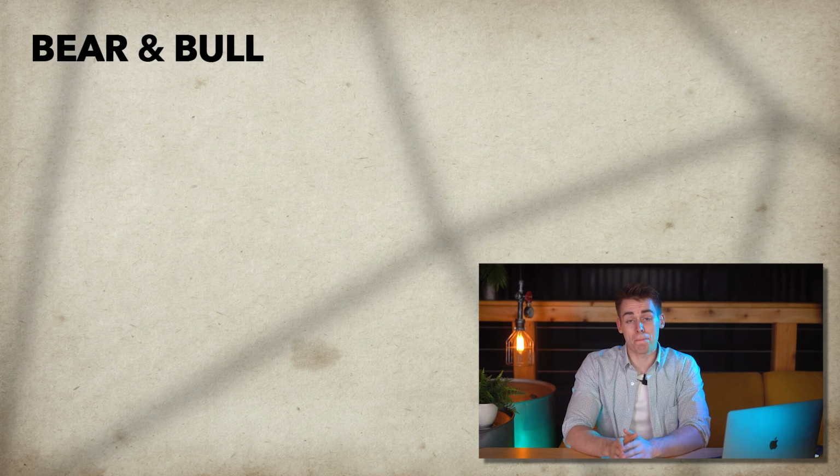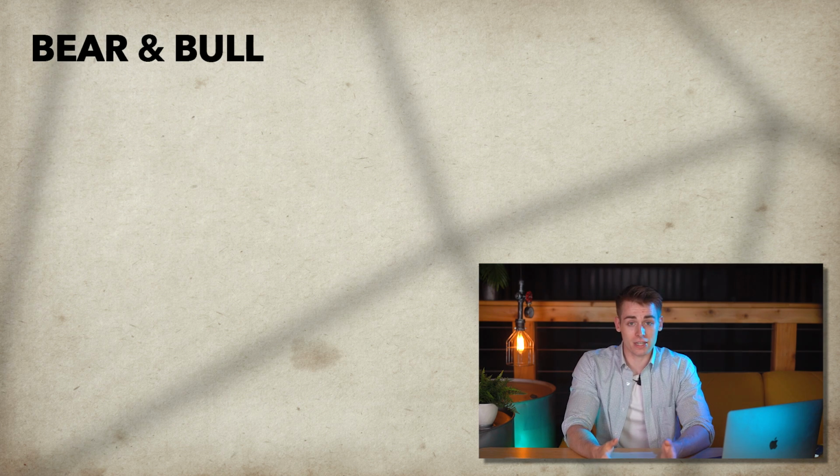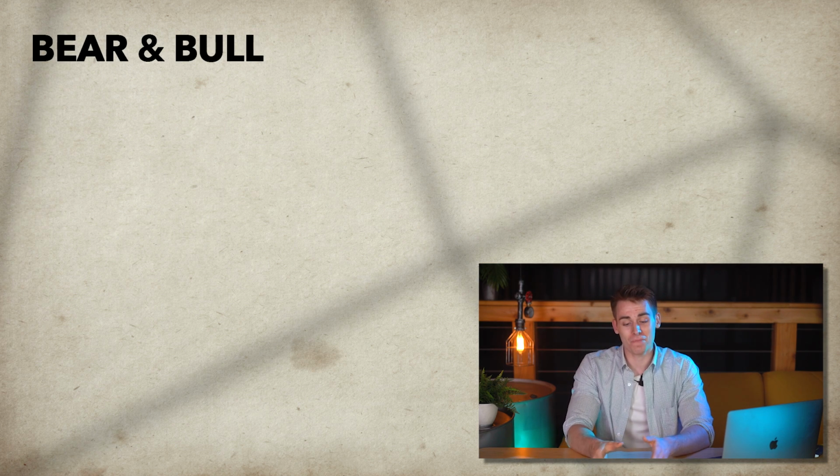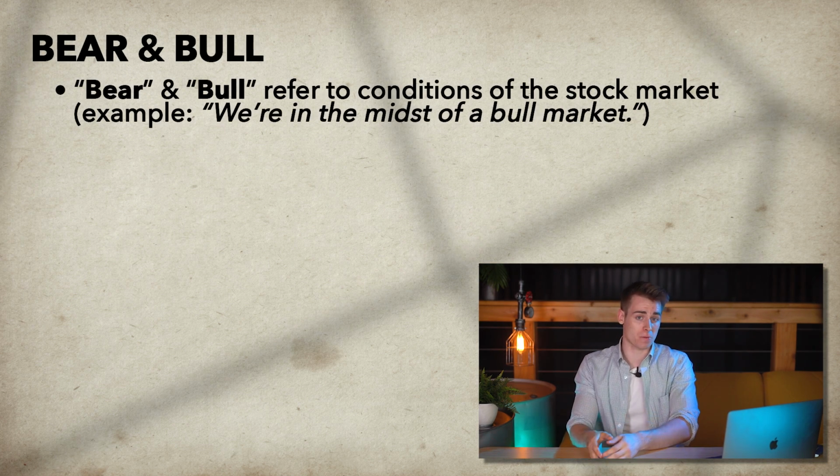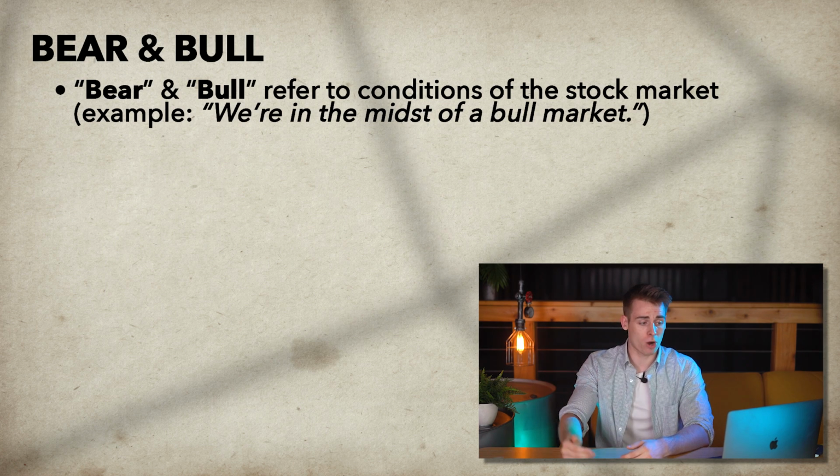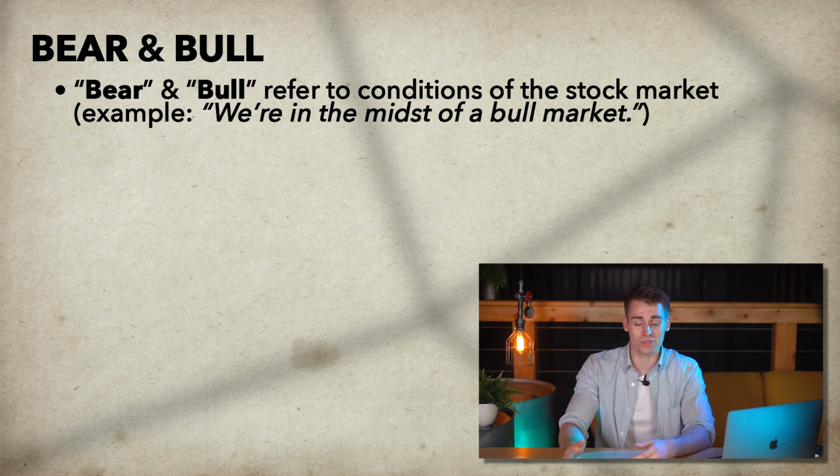Next, we have the concepts bear and bull. Now, a great way to visualize these is to think about the animals, a bear and a bull, and these represent conditions of the stock market. You may have heard these terms, a bear market, a bull market, thrown around on the news or in different conversations.